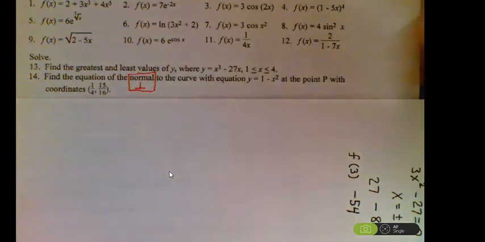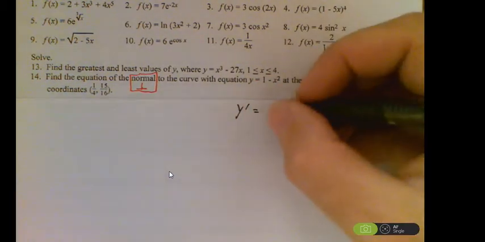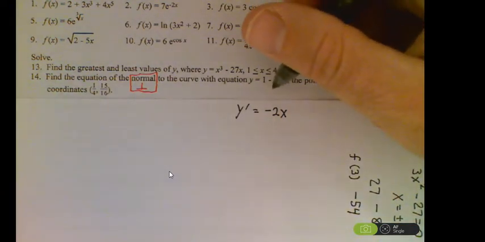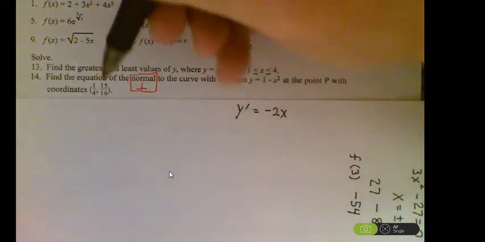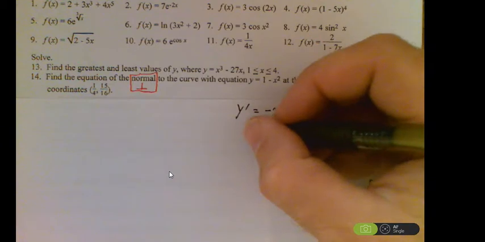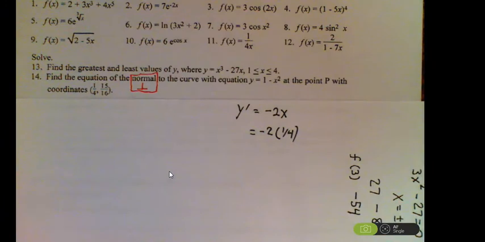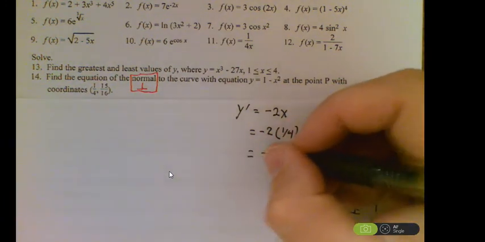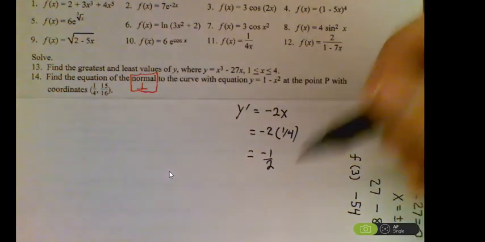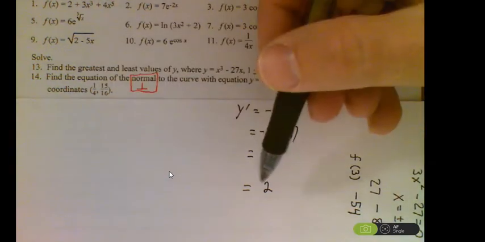So if we take that function and find its derivative, in this case, using our power rule, would give us negative 2x to the first. So there's our derivative. If we want the slope at that point, we just sub in the x coordinate in order to get our slope. So in this case, if we did negative 2 times a fourth, we'd be looking at negative 1/2. So that's the slope. In this case, we want the perpendicular slope. So we're going to flip that and change the sign to positive 2.